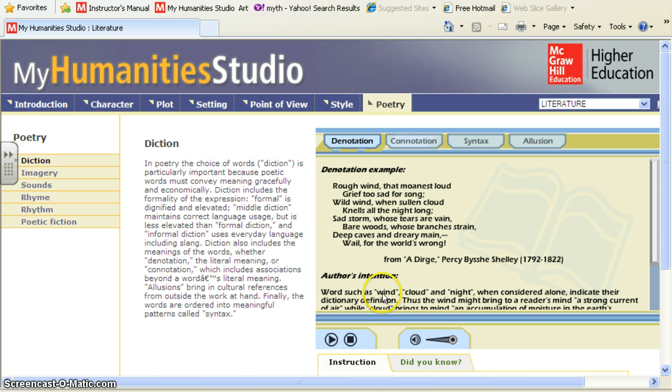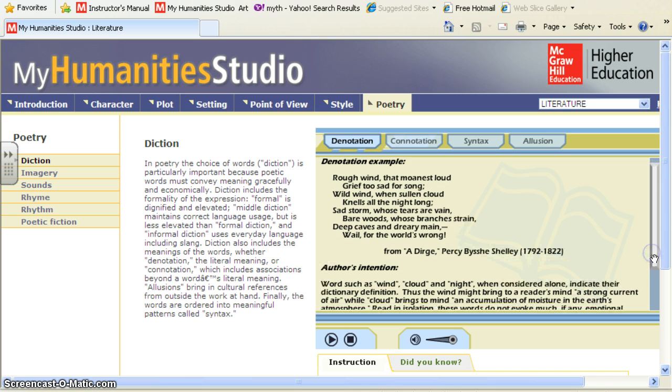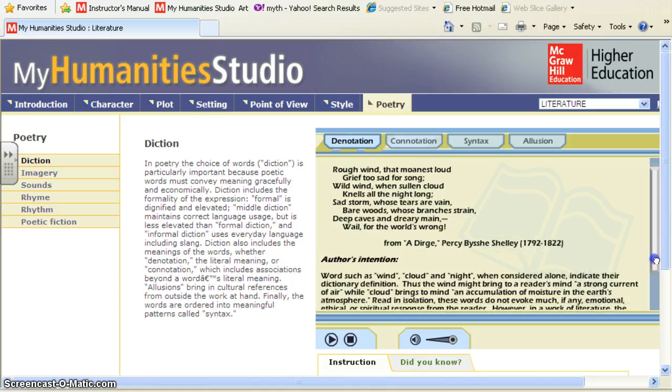Words like wind and cloud and night, when considered alone, indicate their dictionary definition. And remember, that's what we mean by denotation. Wind is wind, clouds are clouds, night is nighttime. Even though it may add some additional information, like a sullen cloud, we know it's referring to an actual cloud, an accumulation of moisture in the Earth's atmosphere.